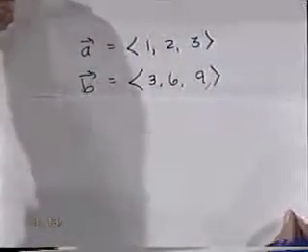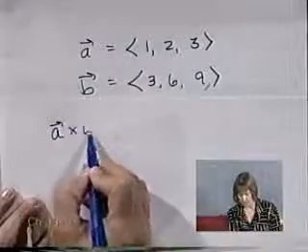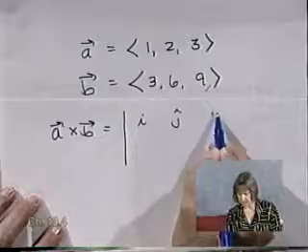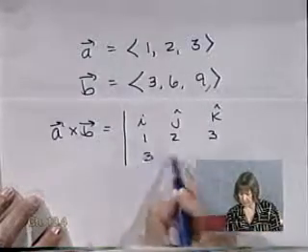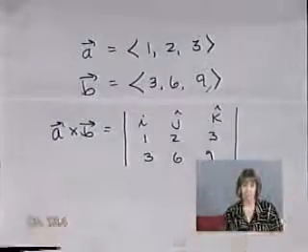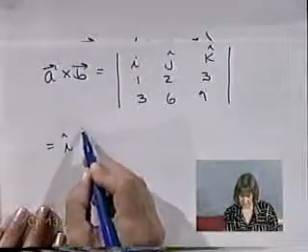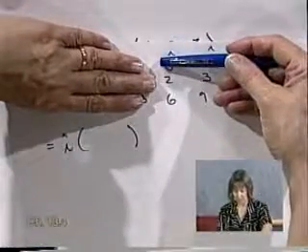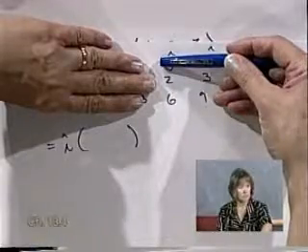Here I have vector A was 1, 2, 3, and vector B is 3, 6, 9. Let's take A cross B. So I go I, J, K, and for A I'm going to put 1, 2, 3, and for B I'm going to put 3, 6, 9. And this will give me I times, eliminate the row and column that I is in, and I'm going to get 2 times 9, which is 18, minus 6 times 3, which is 18.